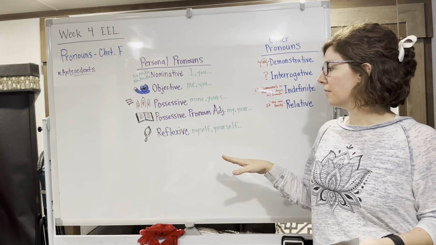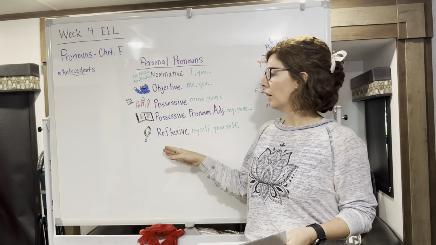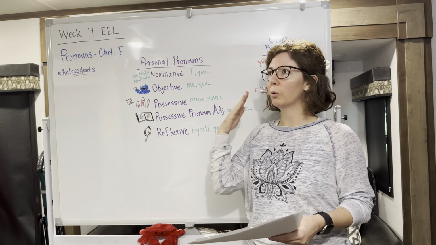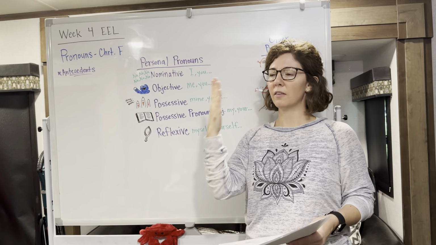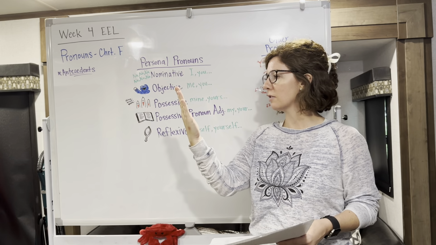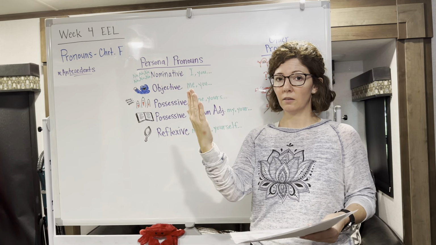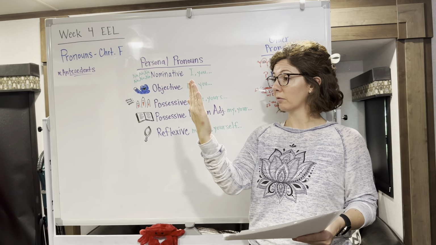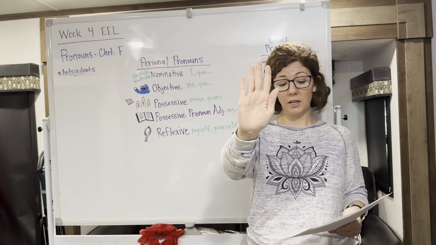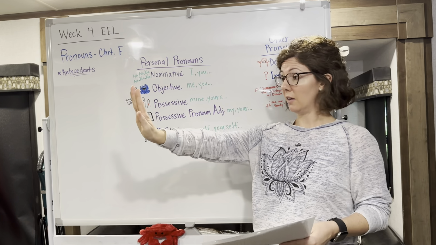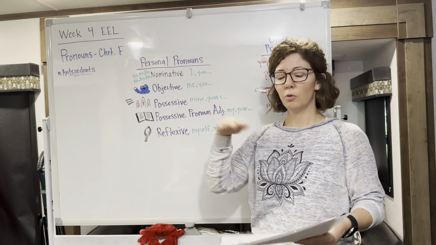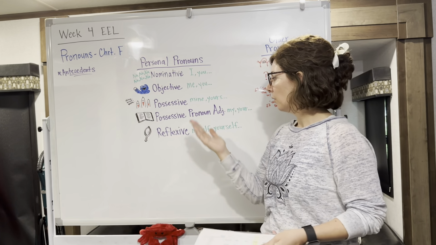And for reflexive, we can imagine we're looking at our reflection. It's reflexive, reflection. We're looking at ourselves in this mirror, and what do I see? I see myself. What do you see? You see yourself. What does he see? He sees himself. So with a reflexive pronoun, we can think of that.